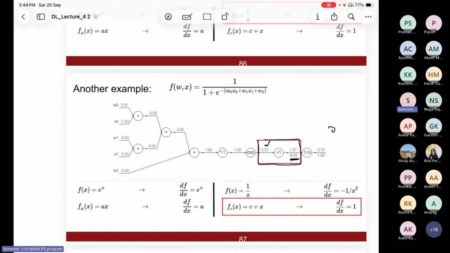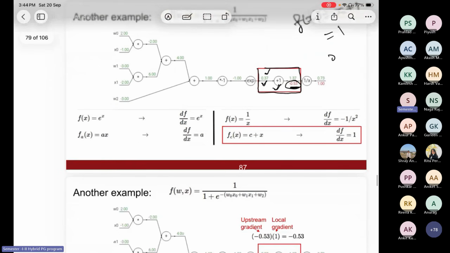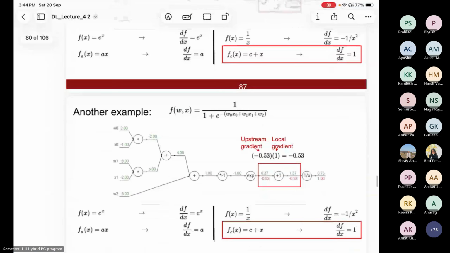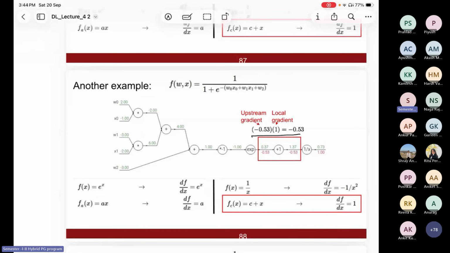So here you got the upstream gradient, that is minus 0.3. And what is the local gradient in this case? What is this function? Suppose we assume that this is x, f(x) equal to x plus 1, we are just adding 1. And you know what is the gradient of this. If I ask you del f by del x, what is the answer? The answer is 1. So your local gradient is 1, and 1 will be multiplied with minus 0.53, and that will give you the gradient of this final thing with respect to this variable. You can see here. Okay. So in this way, you are moving back.